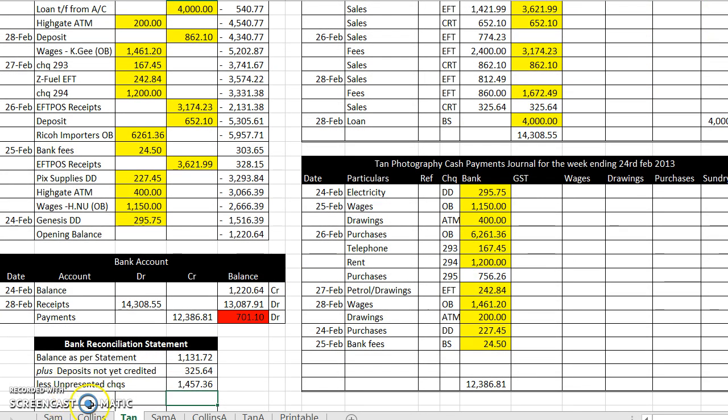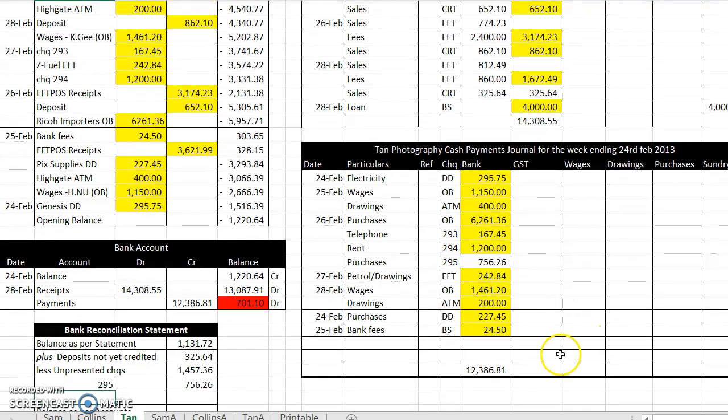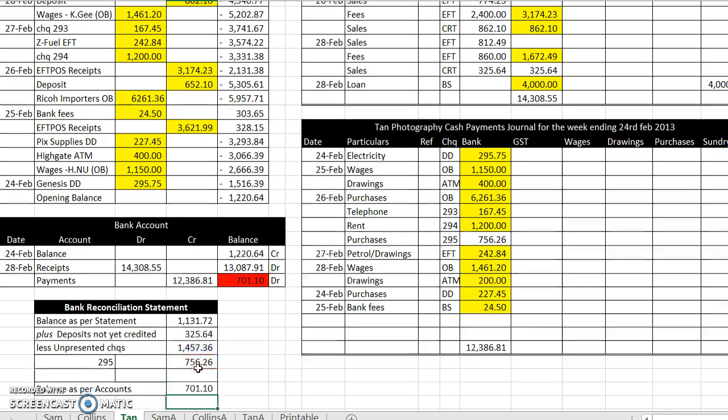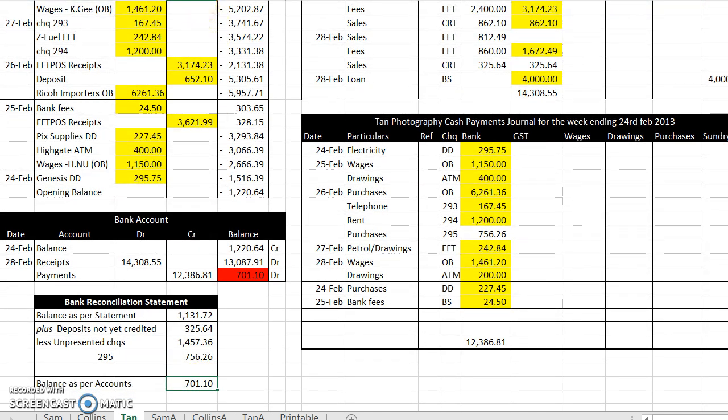Clue for the next part is it says less. So we're going to do a subtraction. And you see this purchases figure here, check 295. We've paid for it, but our supplier hasn't taken it to the bank yet. So it should actually come off because we shouldn't actually have it in our account. So we've got equals what we've got there minus unpresented checks, 701.10.